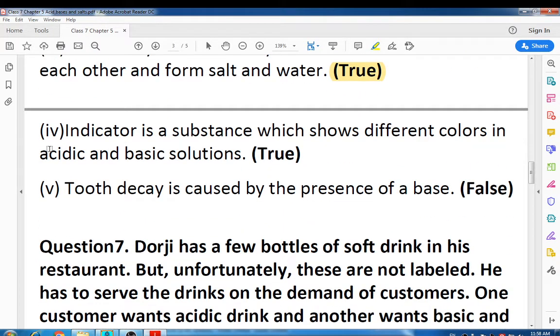Next one, an indicator is a substance which shows different colors in acidic and basic solution. Yes, we have seen the difference in results in acidic and basic solutions with the help of indicators. So the answer is true. And the last one, tooth decay is caused by the presence of base. Tooth decay is actually caused by the presence of too much acid, so the answer is false. Just remember that tooth decay is caused by the presence of excessive acid.